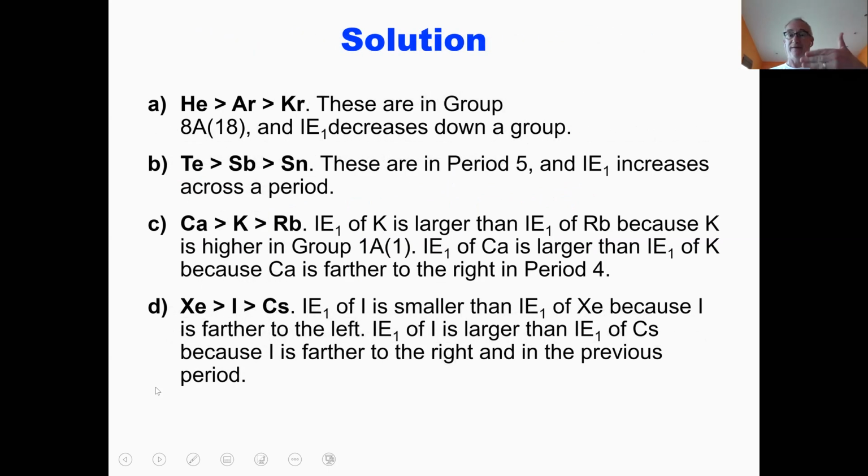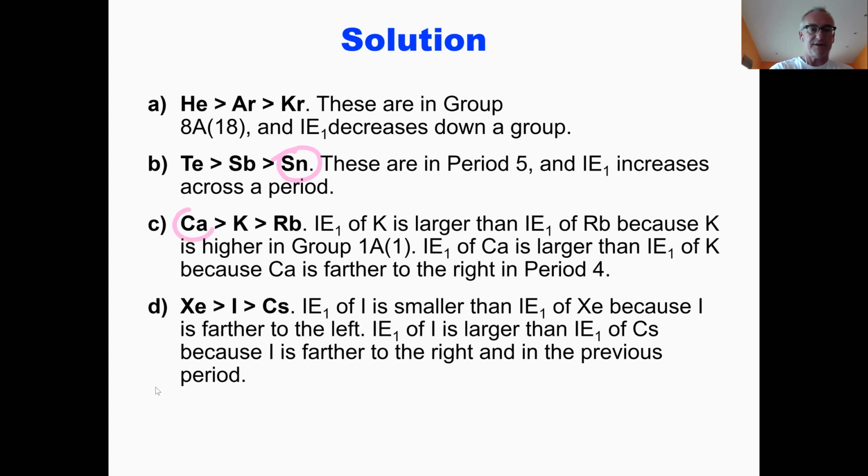So, yeah, the first three, all noble gases. As you get bigger, the ionization energy decreases. So the smallest one would be the most difficult to steal. Tellurium, antimony, and tin, all in the same period. And as you go across, it gets more difficult to remove an electron. So tin would be the smallest, and so the most difficult to steal an electron from.